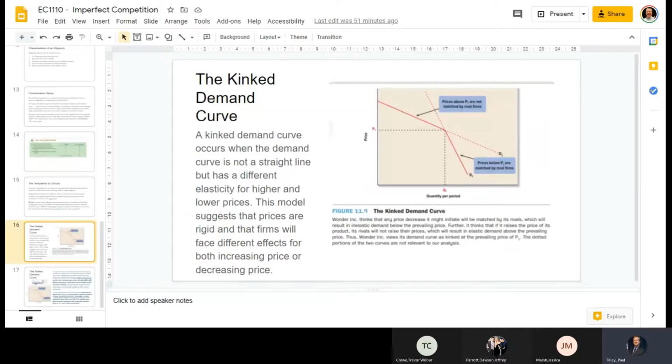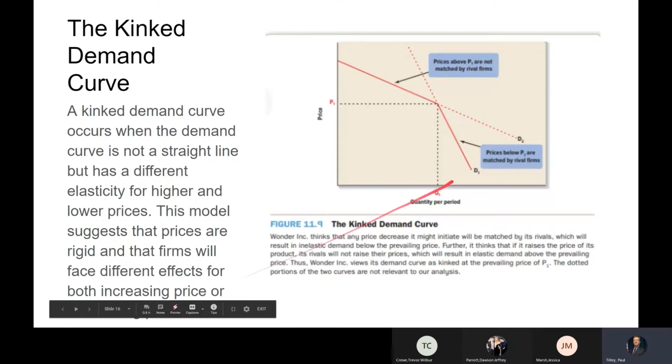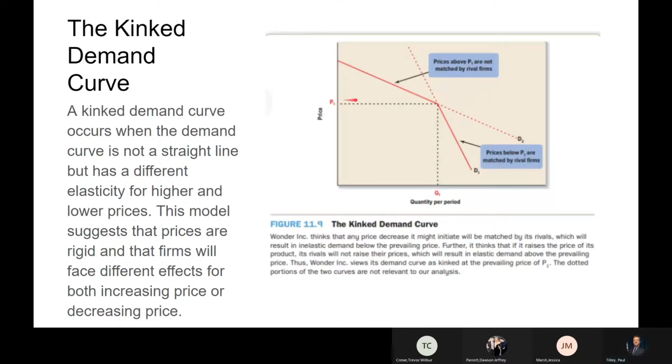Let me bring this up in presenter mode. Let's assume the price is right here. Now, this is a market that is fairly competitive. It's a monopolistically competitive market. Let's assume it's an oligopoly. Okay, so there are two or three large companies. The price is right here. This is the price, and this is the quantity that's being sold at that price.